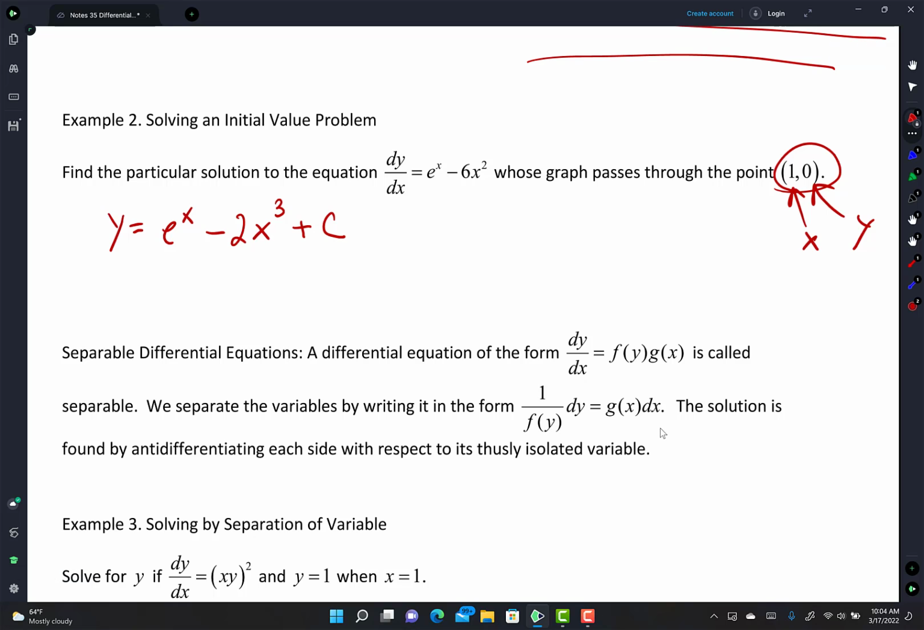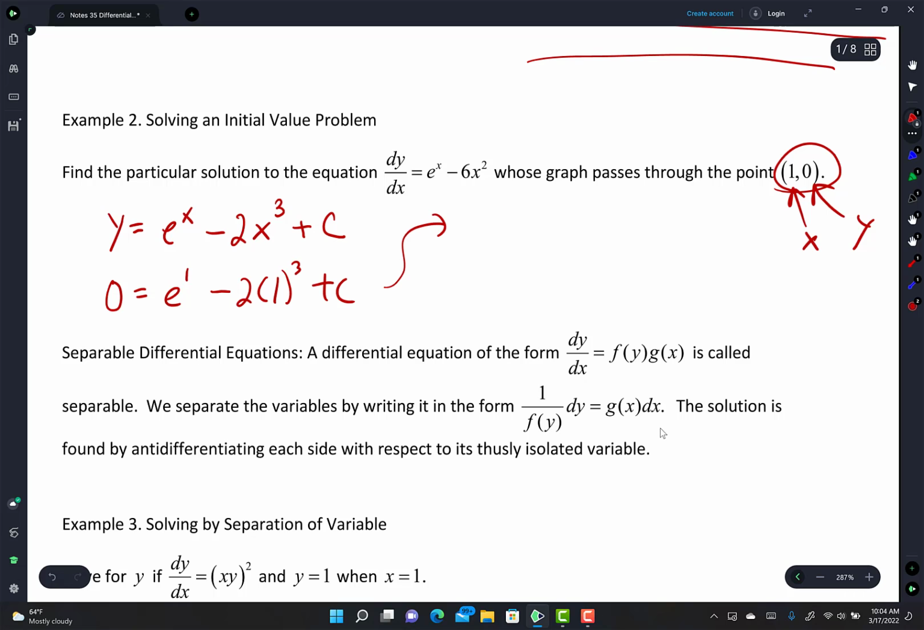All right. Now from there, I need to solve for what c is. I take that point, (1, 0), and I plug it in. That 1's an x, that 0 is a y. Does that make sense to you guys? 0 equals e to the 1 minus 2 times 1 to the third plus c. So that means I have, let's see, 0. And you don't have to do it repetitive. I'm just showing all the details here. And I'm going to move these two to the left here. So I'm going to say that c equals 2 minus e. Do you guys see that?